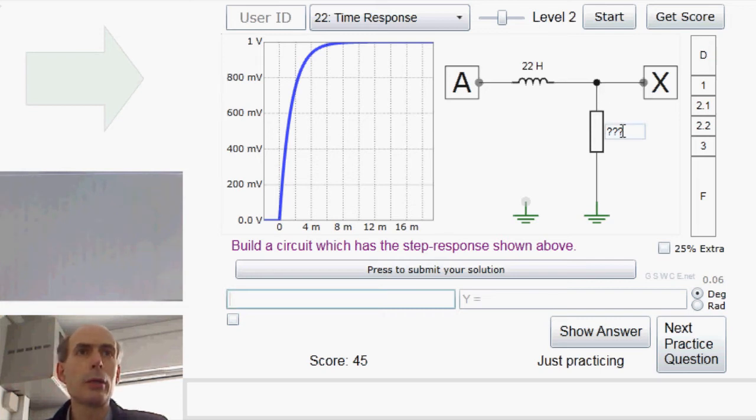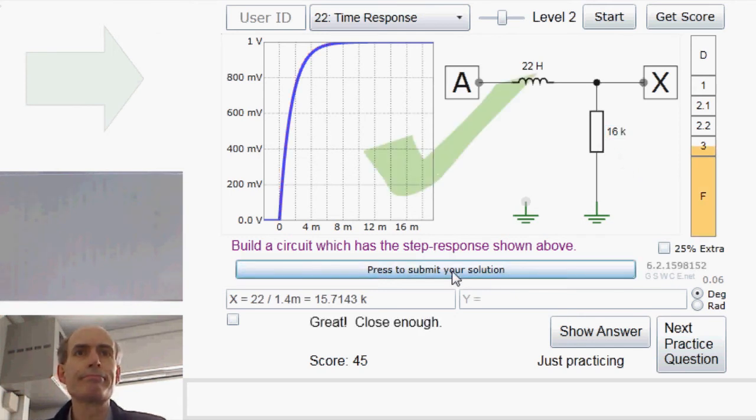To work out the value of the resistor, we need to consider the time constant here. The good old 63% rule. We are at 63% here at approximately 1.4 milliseconds. So we have that 1.4 milliseconds must be L over R. So R must be L divided by the 1.4 milliseconds. And that's about 15.7K. These are always E24 series resistors, so 16K I reckon is the most likely value. Great.